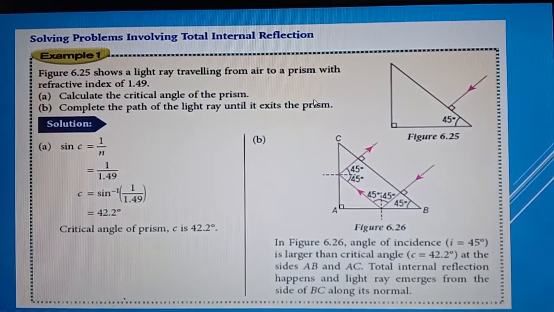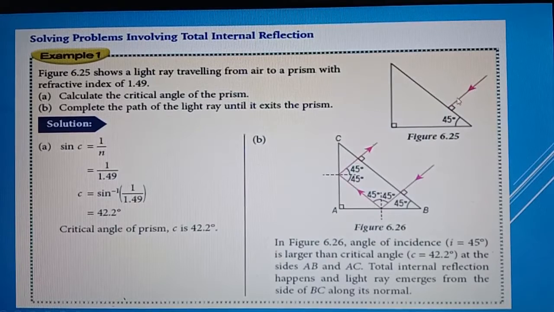Okay, so to relate the refractive index given and the critical angle, we have this formula. n equals 1 over sin C, or sin C equals 1 over n. So you just substitute the value of n here, and then use a calculator to find the value of angle C, so we get 42.2 degrees. So the critical angle of the prism is 42.2 degrees.